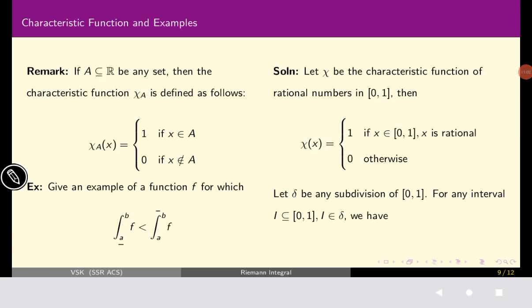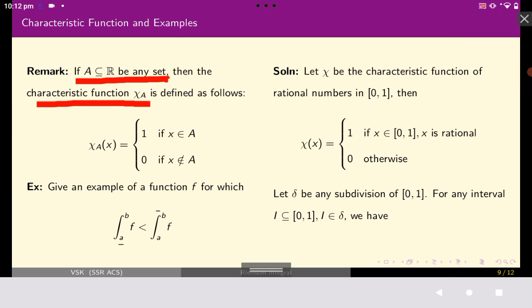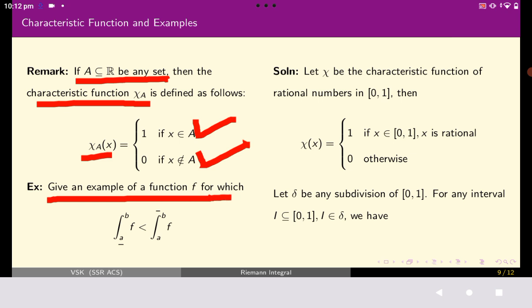Now let us take this example, the characteristic function. Let A be any subset of R, then the characteristic function chi A is defined as: its value at x is equal to 1 if x belongs to A, and its value is 0 if x does not belong to A. This is simply the definition of the characteristic function. Now our task is to give an example of a function f for which the lower integral of f is strictly less than the upper integral of f.